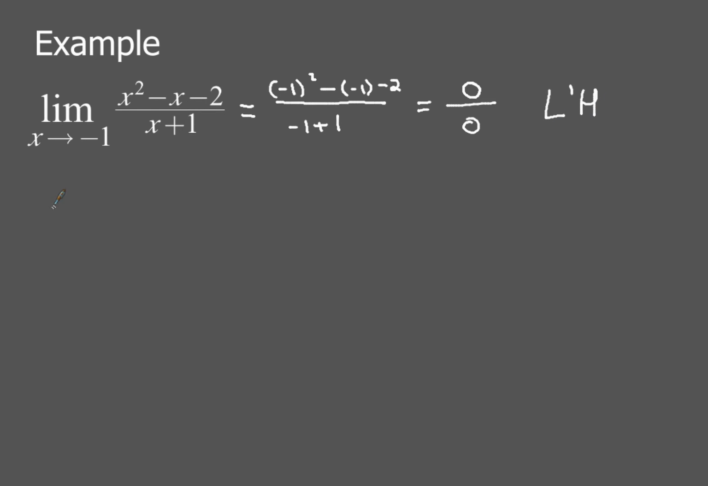And when we apply L'Hopital's rule, what we're simply going to do is take the derivative of the numerator and the denominator. The derivative of x squared minus x minus 2 is going to be 2x minus 1. The derivative of the denominator is just 1. Now, when we apply direct substitution again, we plug in negative 1, we end up with 2 times negative 1 minus 1, which gives us a value of negative 3.